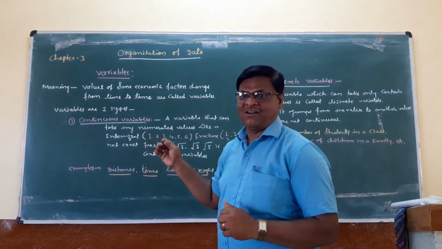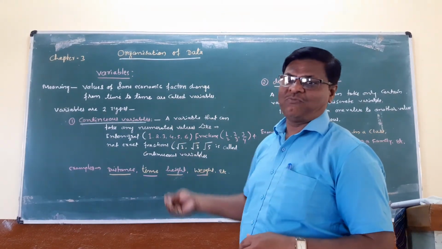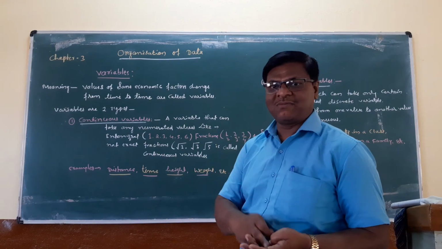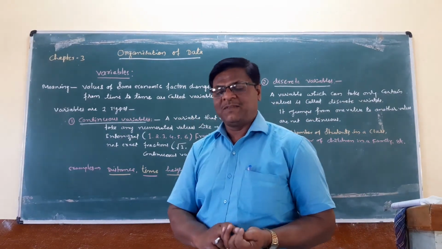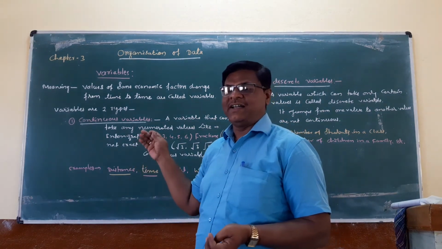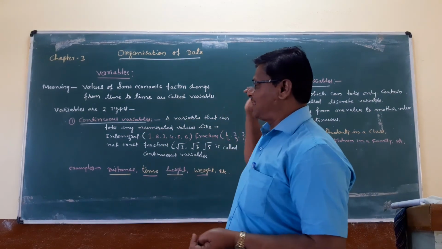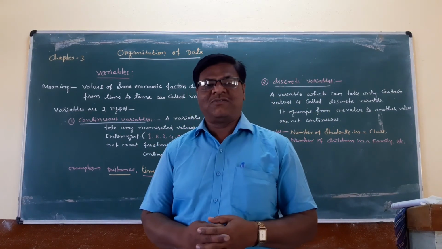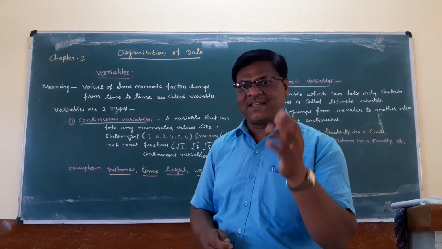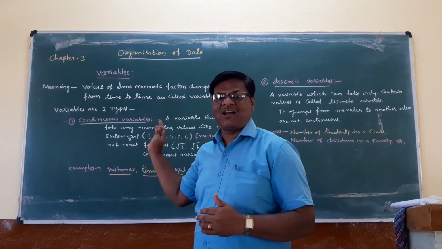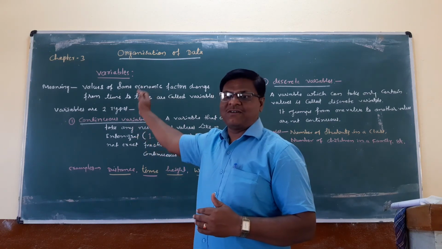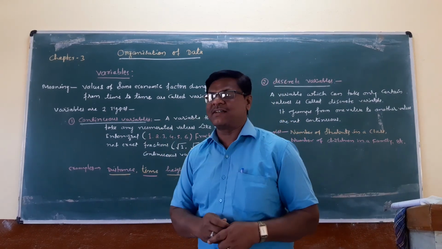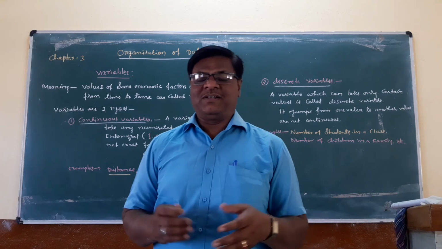So today we have understood the meaning of variables and the two types of variables: one is continuous variables and the other is discrete variables. You have to give the meaning and the examples for continuous variables and discrete variables. When the question arises in the examinations, you have to write the meaning of variables, what you mean by variables, and write the answer for continuous variables and discrete variables. Give the examples.